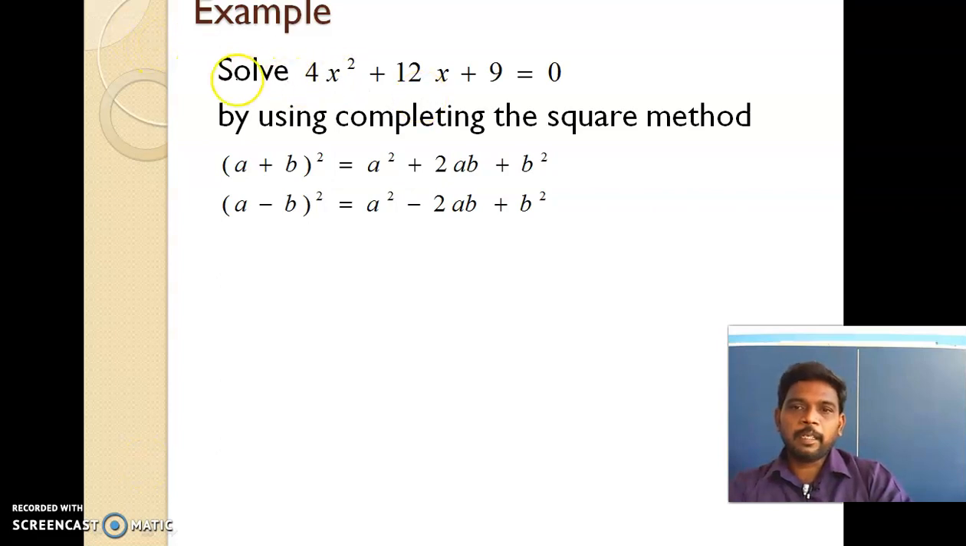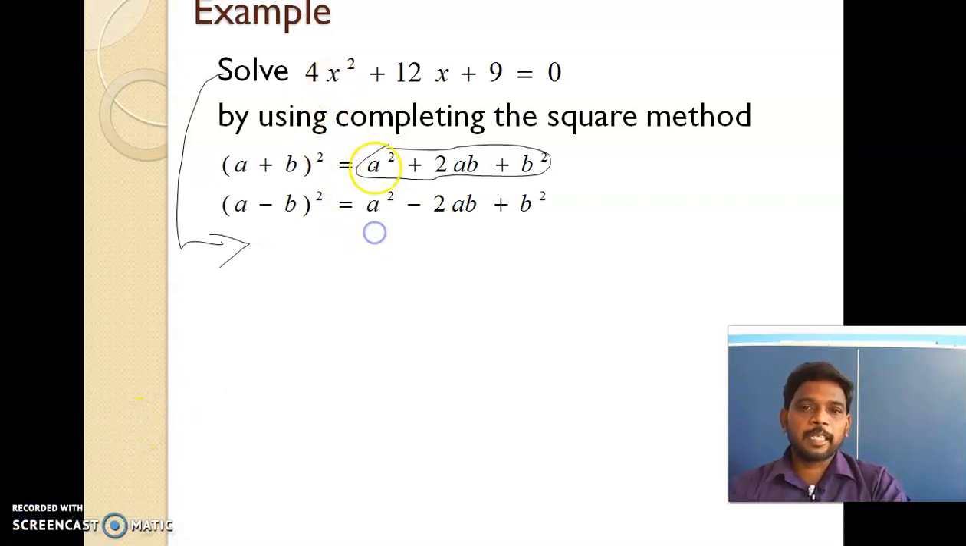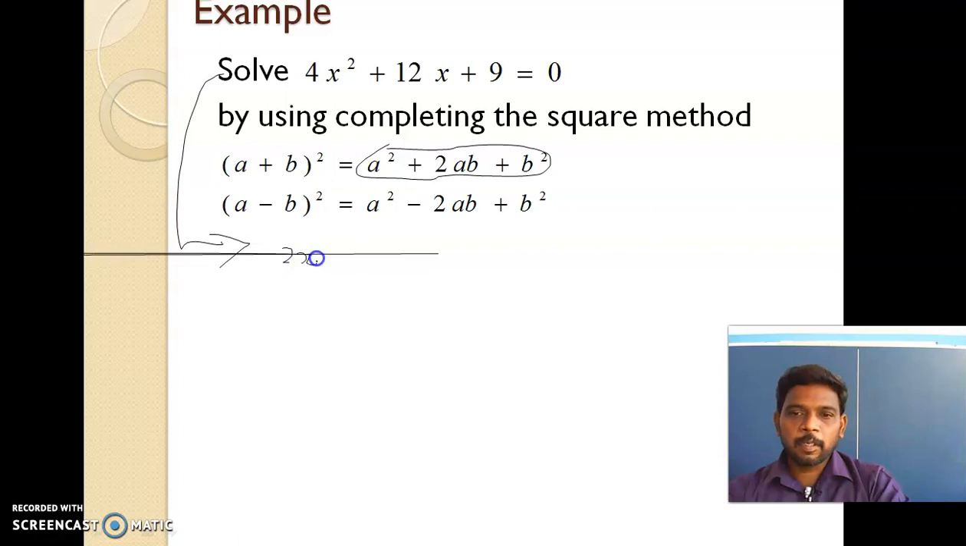So we can write the equation now. Now we are going to express the given equation in the form of a square plus 2ab plus b square, like this, right? So that we are going to convert the right hand side expression of the given equation, right? So 4x square is there, so it can be written as (2x) whole square.